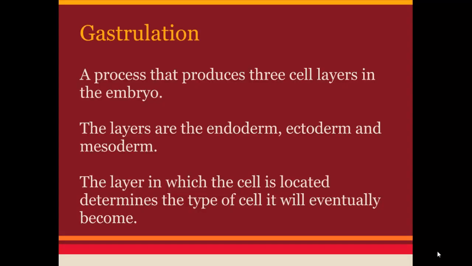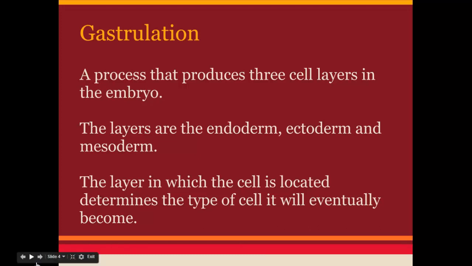In our last slide, I spoke about the gastrula. So gastrulation is a process that produces 3 cell layers in the embryo. Those 3 layers are called the endoderm, ectoderm, and mesoderm. And these are important because the layer that a cell is in will determine what type of cell it will eventually become. So what happens in gastrulation is that cells start to get their own specific jobs.